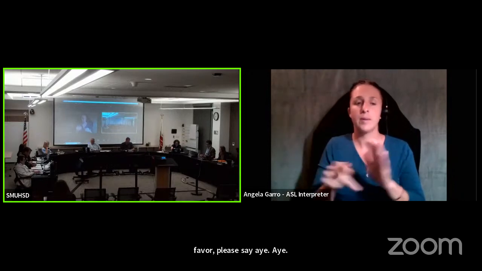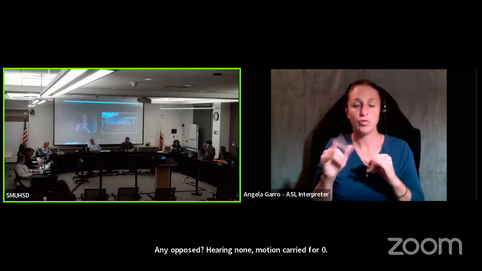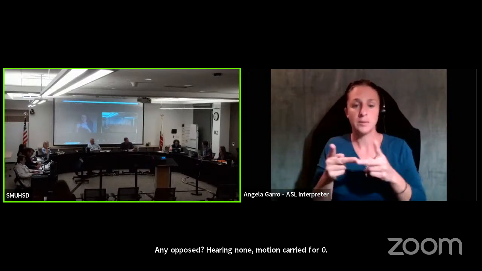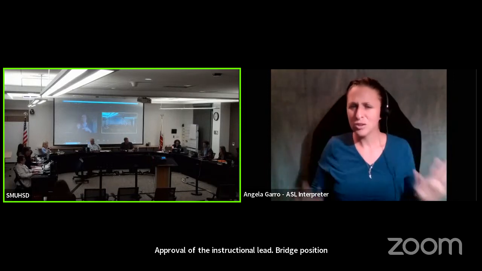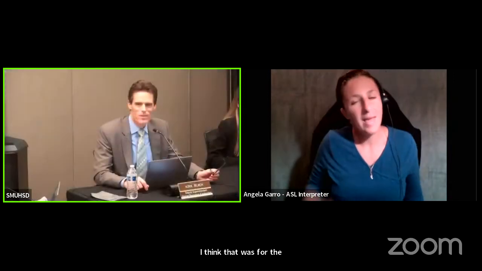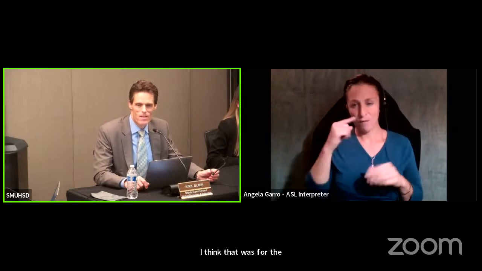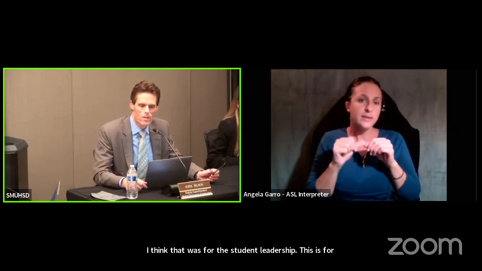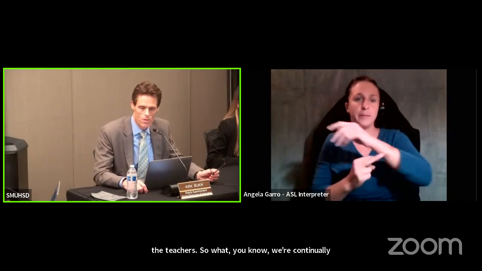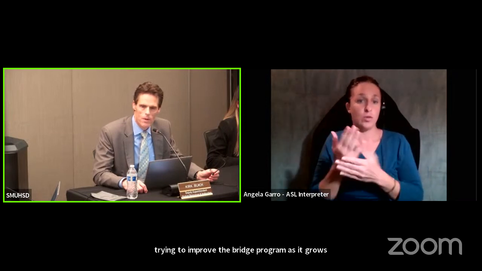Approval of the instructional lead bridge position. Yeah, so we're continuing. What's that? Didn't we do this already? I think that was for the student leadership. This is for the teachers. Okay. So we're continually trying to improve the bridge program as it grows. And part of that is department chairs.